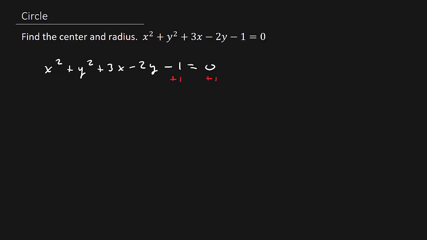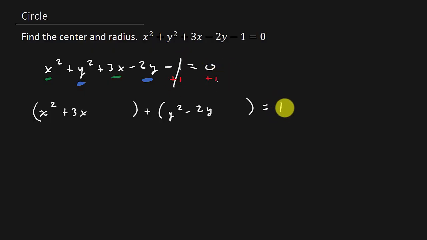And then the other thing we want to do is group the x terms together and group the y terms together. So we're going to write x squared plus 3x and put that in parentheses and leave a little space here. And then y squared minus 2y, put that in parentheses, leave a little space there, equals, and now the 1's cancel. 0 plus 1 is 1. All right.